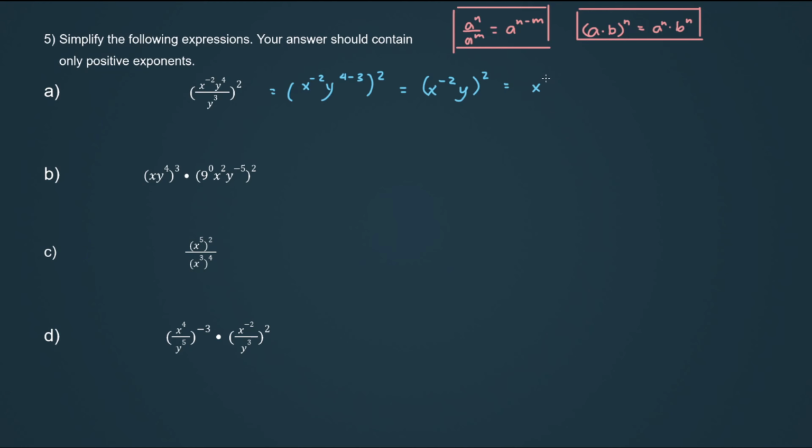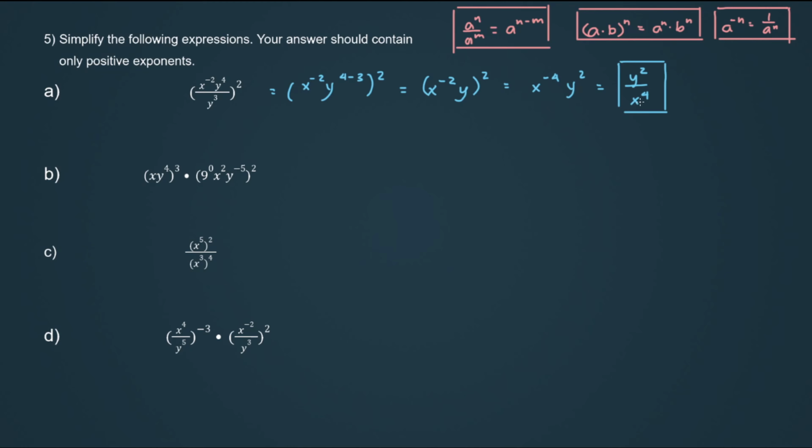You're going to get x to the minus 4, y to the 2, right? And because you have a negative exponent here, we're going to use that law of exponents: a to the minus n is equal to 1 over a to the n. And so you're going to get y squared over x to the positive 4. And that's the answer for A.